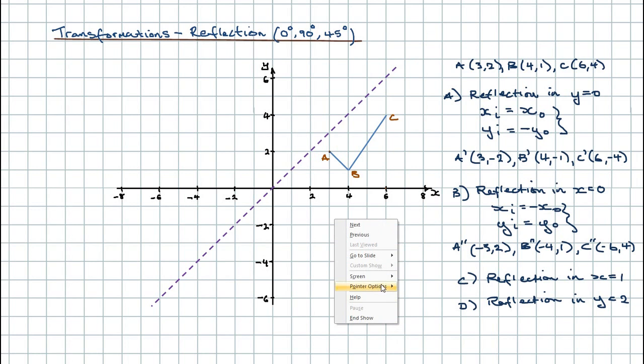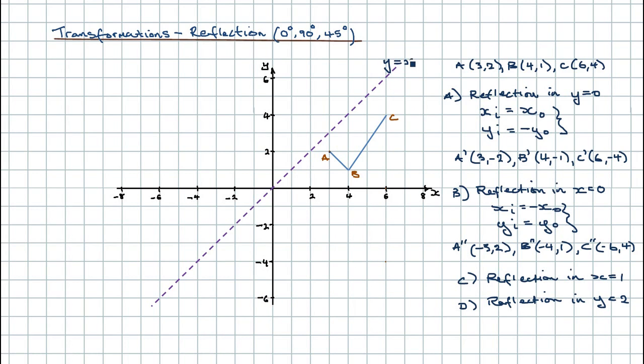Okay. And this is the line y equals x. So problem, we haven't got much room now. Let's put it over here. Is there going to be room? Yeah, let's put it down here. Okay. Problem E then is a reflection in y equals x.